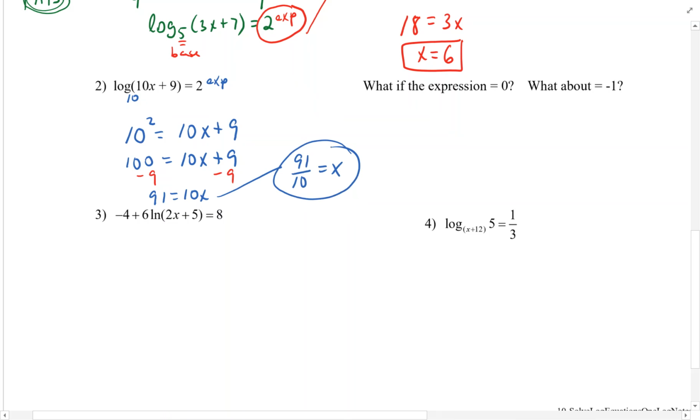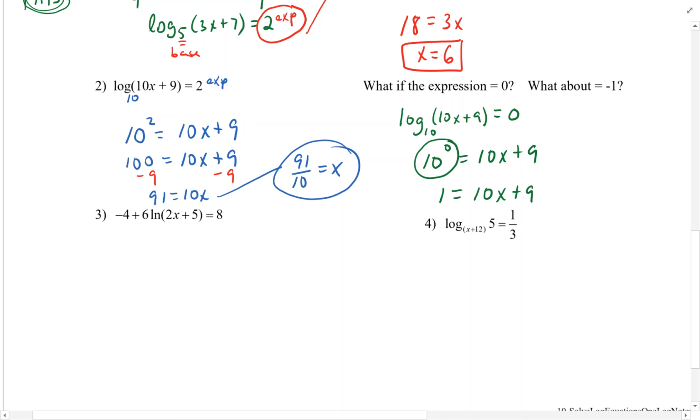Now, without doing a lot more examples, what if the expression equaled 0? Let me just rewrite this problem. What if we had log base 10 of 10x plus 9 equals 0? What would we do there? We still have that base 10, so 10 to the 0 equals 10x plus 9. And then we just evaluate that 10 to the 0. Anything to the 0 power is 1. So 1 equals 10x, and then we can simplify that from there.